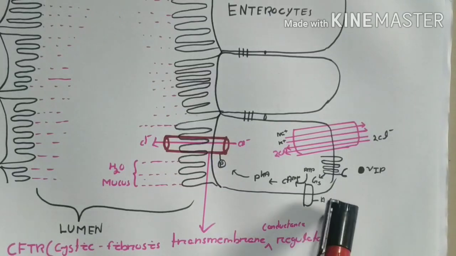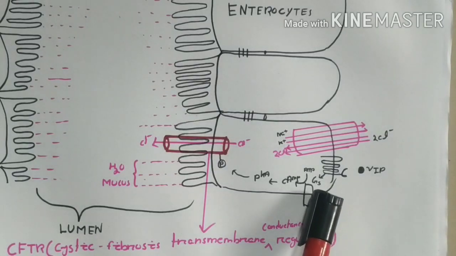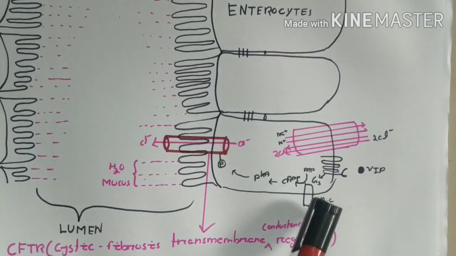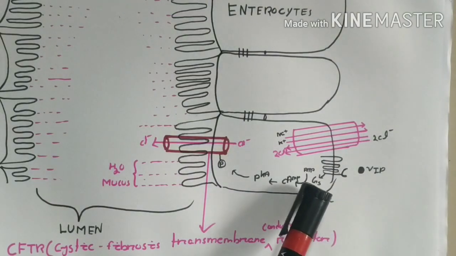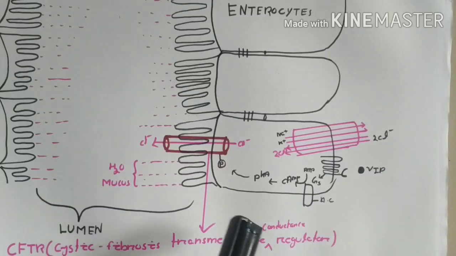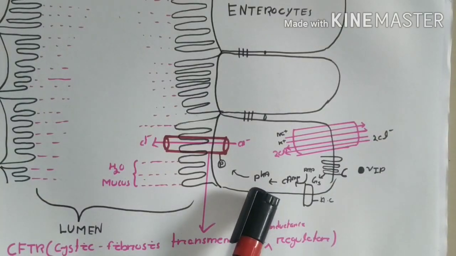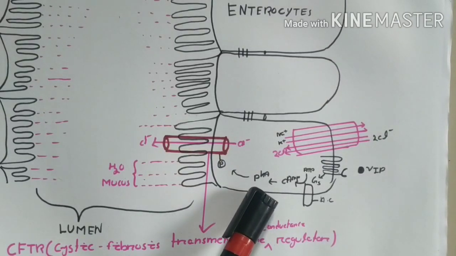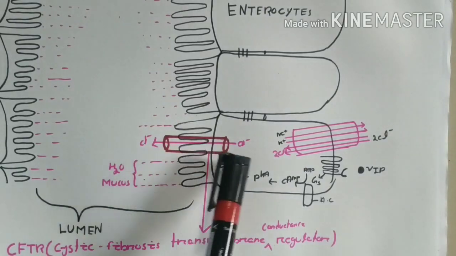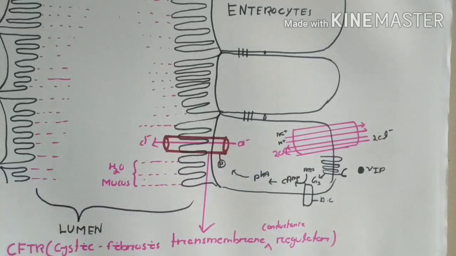So this Gs again activates the adenylate cyclase. Then the adenylate cyclase converts the AMP to cAMP, adenine monophosphate to cyclic adenine monophosphate. Then this cAMP activates PKA, the downstream protein kinase A, and the role of the protein kinase A is to phosphorylate the CFTR transporter. This is the CFTR transporter.